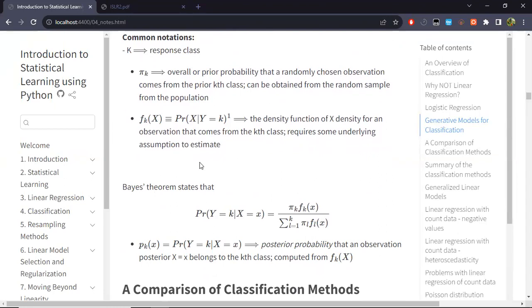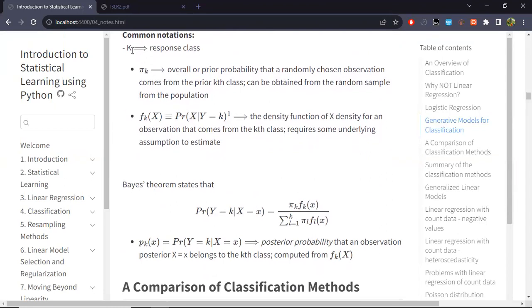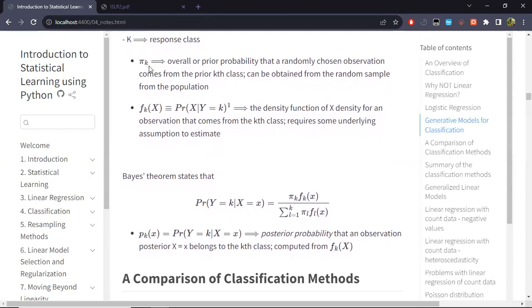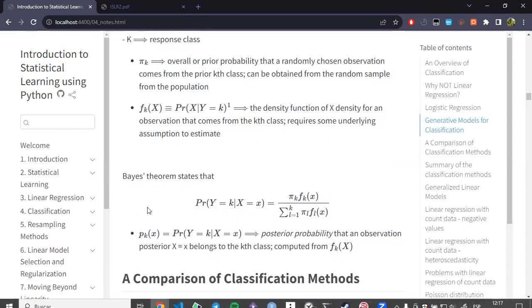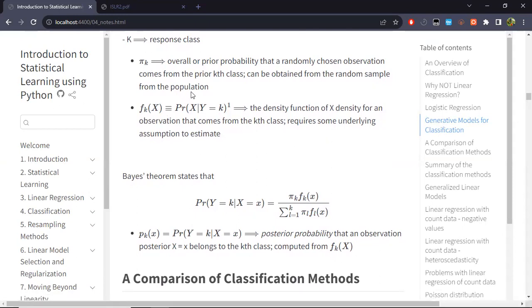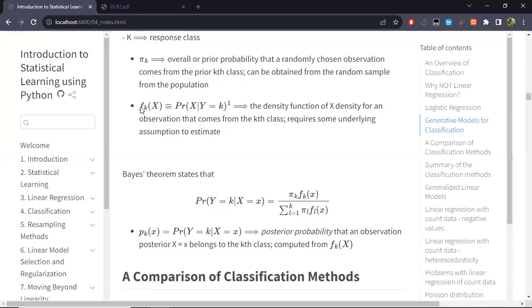So some notations that we are going to be working with: K as the response class, and P sub k is going to be the probability, well, the proportion of one class in the population, so not the estimate that we get from a sample. And this f sub k of x would be the density function of the predictors, but per class, so in this conditional sense. So for each class, how are the predictors distributed?